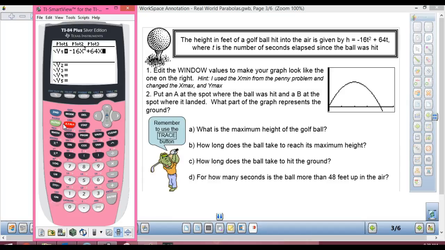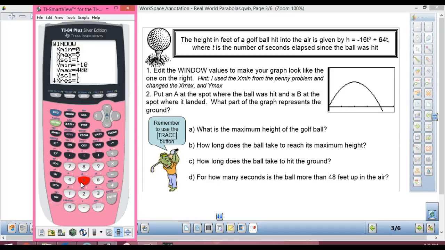All right, so in number 1, it says that they want us to edit the window values to make your graph look like the one on the right. Okay, and then they give you a hint. It says use the x-min from the penny problem, change the x-max. What do you think the x-max is on this window? Let's count. 1, 2, 3, 4. It goes out to 5. So if I go back to window, we're going to change the x-max to what? 5.